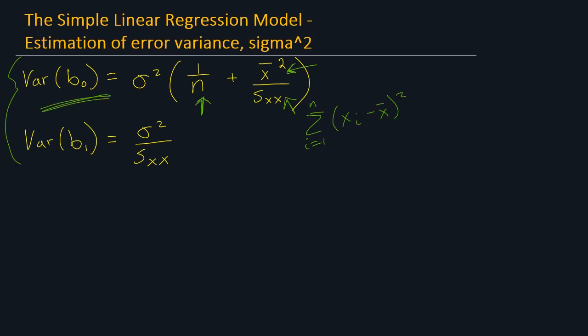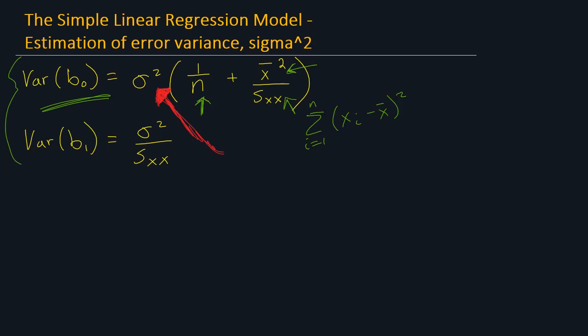However, we're missing a piece. We can't quite estimate the variance of B0 because we do not know what sigma is. Sigma squared is not something that we can just calculate and know based off of our sample. So instead, we're going to have to estimate sigma squared.